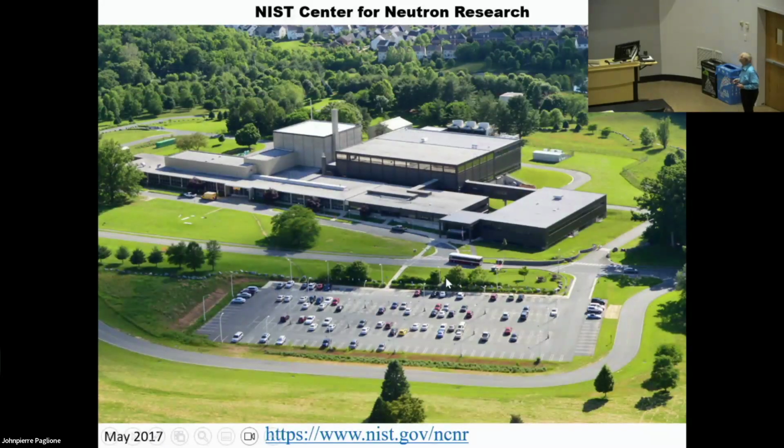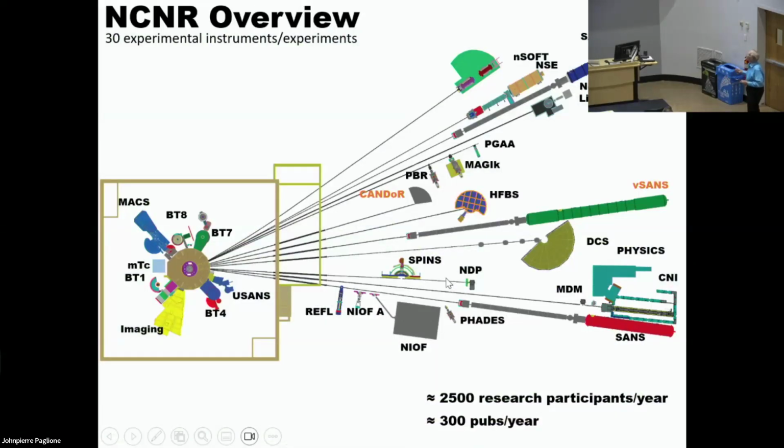This is the neutron center that you'll be at tomorrow. This is the reactor here. These are the guide halls. We started with one and we got another one. So that's why we're a national facility. When I started, it was half a dozen instruments inside the reactor. It was just what we affectionately call a mom and pop shop. And now we have roughly 30 different instruments.